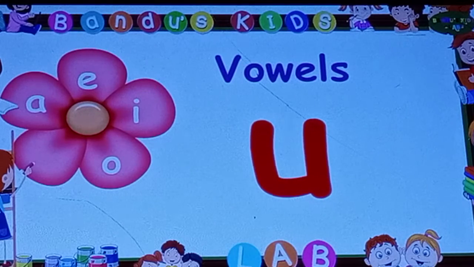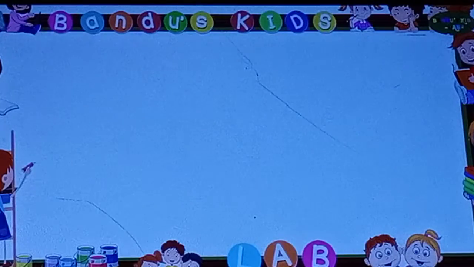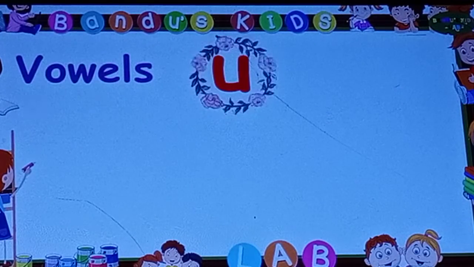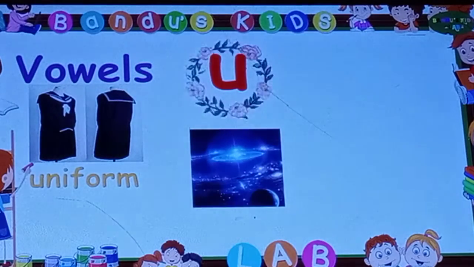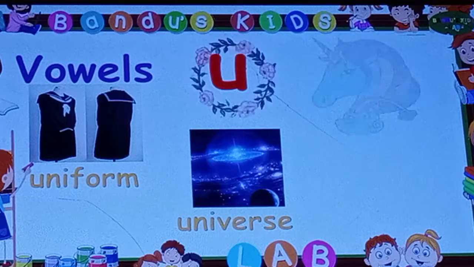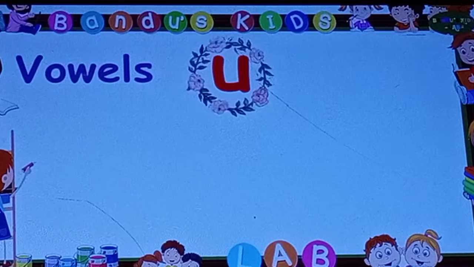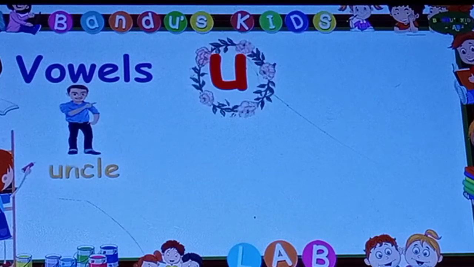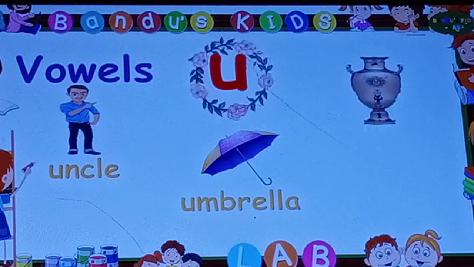Now let's take the last and the fifth vowel, U. It also makes two sounds. The first one is U, like uniform, universe, unicorn. And the second one is U, like uncle, umbrella, urn.